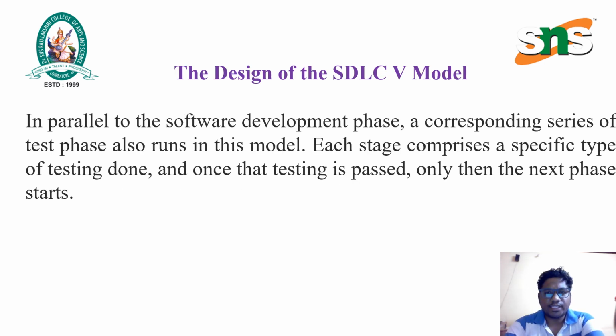In the V model of the SDLC, parallel to the software development phases, a corresponding series of test phases also runs. Each stage comprises a specific type of testing, and once the testing is passed, only then does the next phase start.